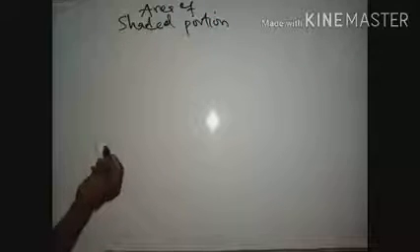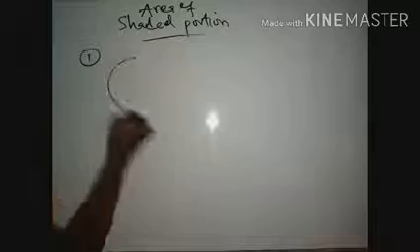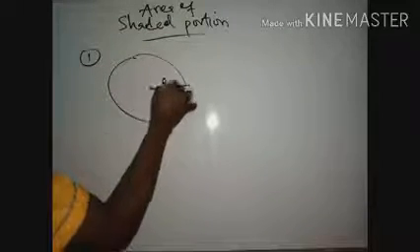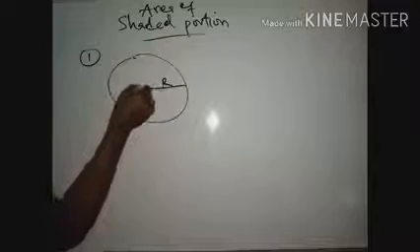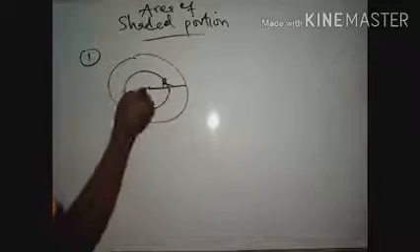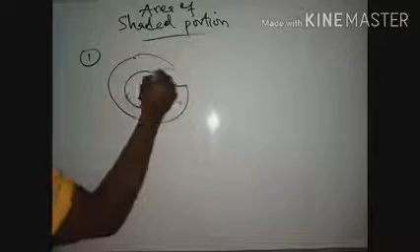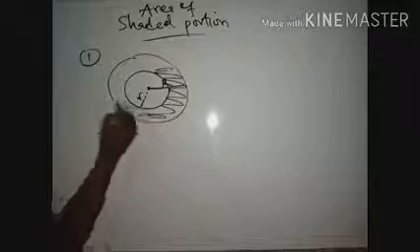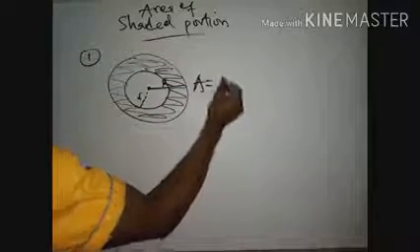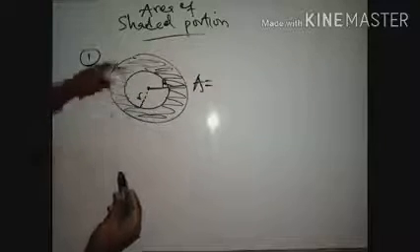I'm going to use a circle as an example. If I have a circle with the radius here, let's call it capital R, and I have another circle drawn from the same center, maybe a smaller circle here, and let me call the radius of this one small r. This place is shaded, and I'm asked to find the area of the shaded portion. So the area of this shaded portion is the area of the bigger circle minus the area of the smaller circle.